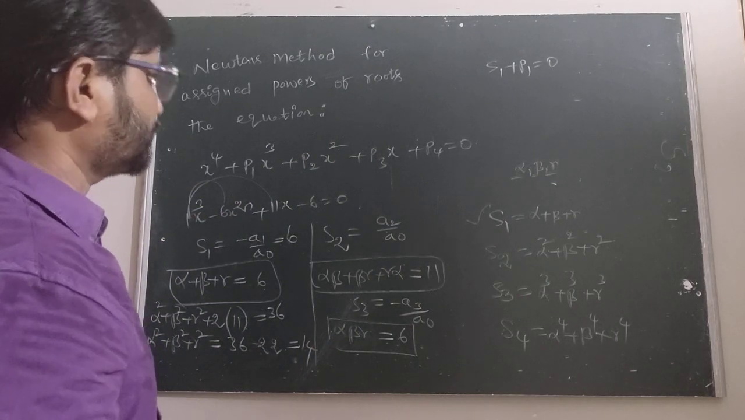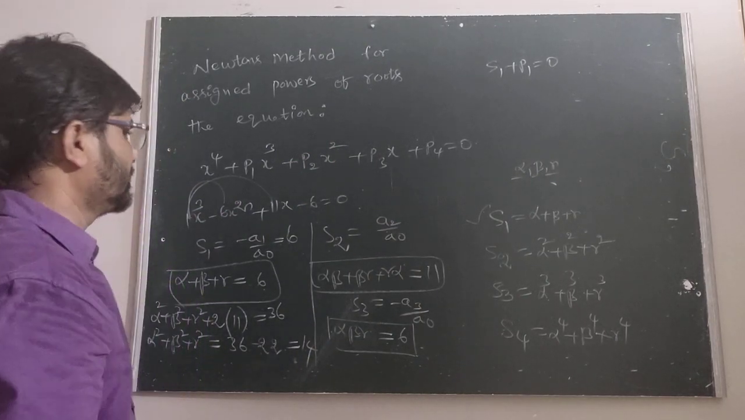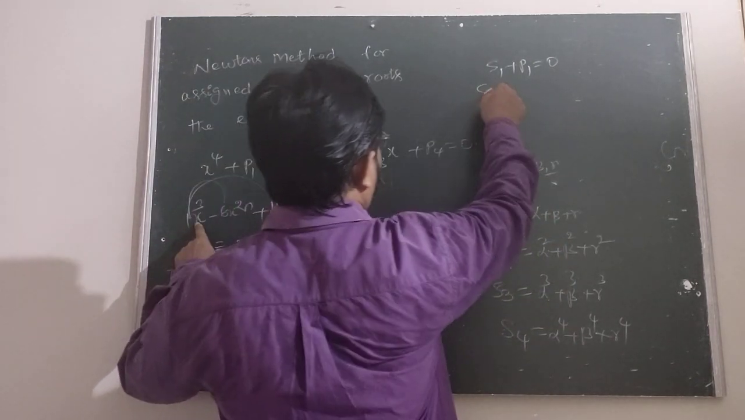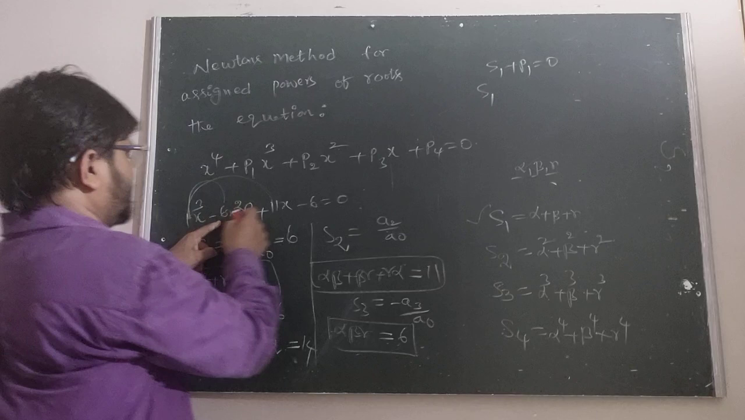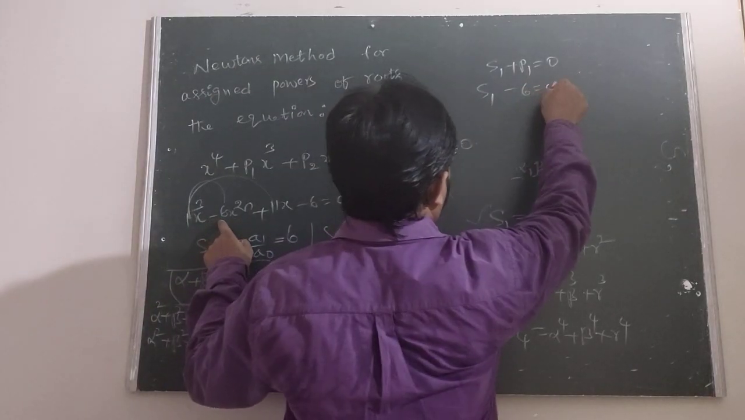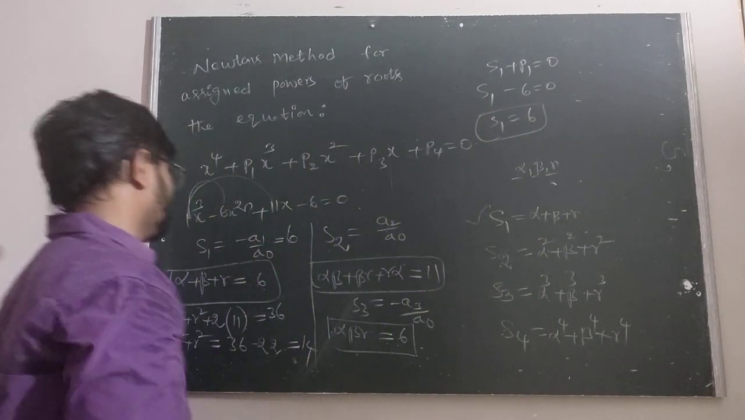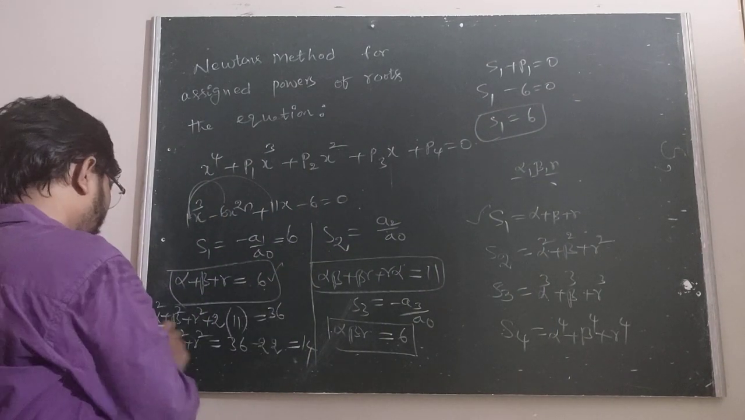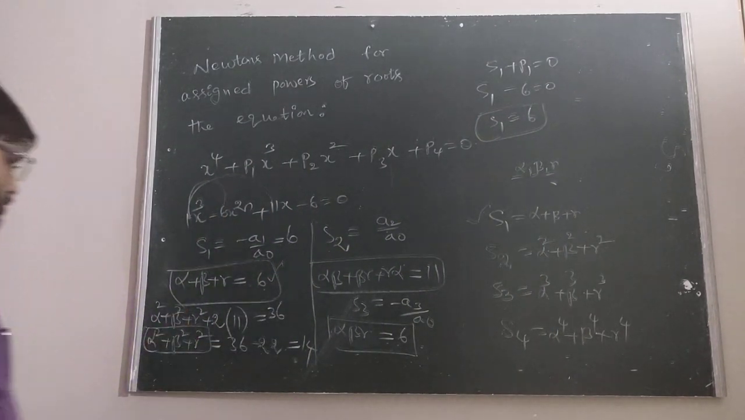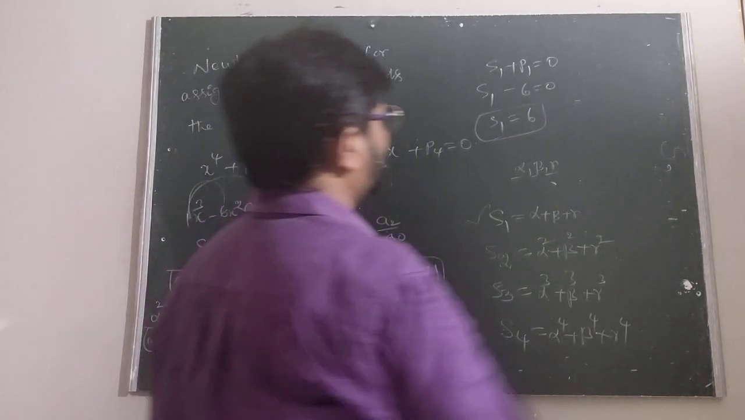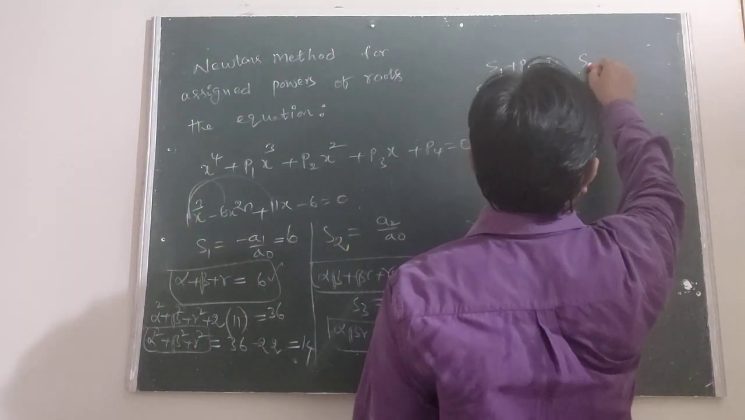After that, here we can simply observe S1. We have to compare with P1, which is minus 6. Undoubtedly, S1 we got is 6. This is the value of S1, which is 6. Now we are getting this value. We are going to find the value of alpha square plus beta square. Here the S2 can be written as S2.